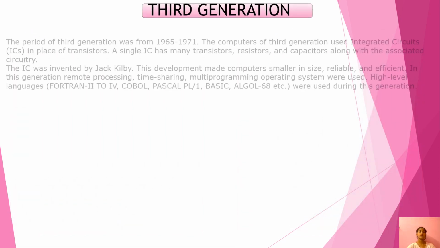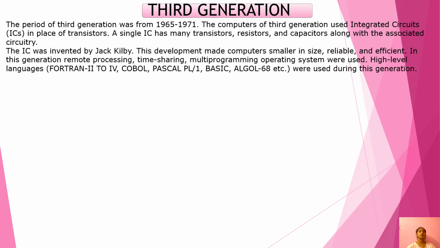So let's go to third generation. The period of the third generation was from 1965 to 1971. The computers of the third generation used ICs in place of transistors. A single IC has many transistors and capacitors along with the associated circuitry. The IC was invented by Jack Kilby, and this development made computers smaller in size, and high-level languages were used during this generation.